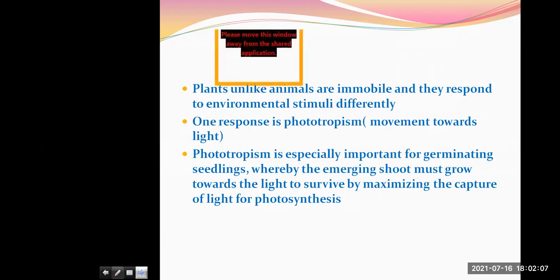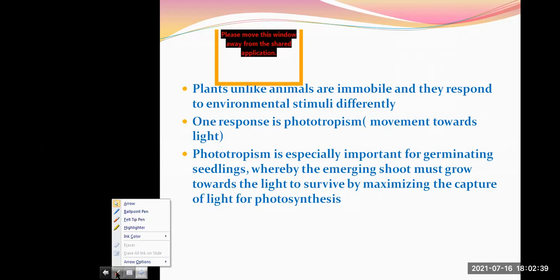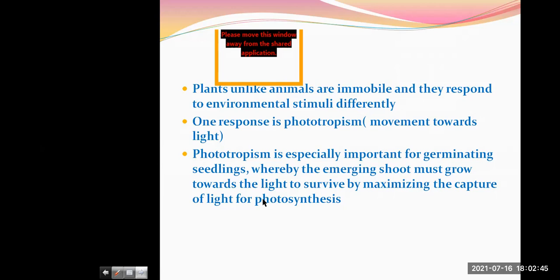Till now the embryo in the seed was nourished by the food reserves of the seed. However, when the seed germinates and the shoot comes out, first the radicle comes out, then the shoot comes out, and the shoot has to grow towards light so that it can do maximum photosynthesis, because in photosynthesis light is required. Which type of light is important for photosynthesis, how plants respond to that light, and how plants grow towards that light.